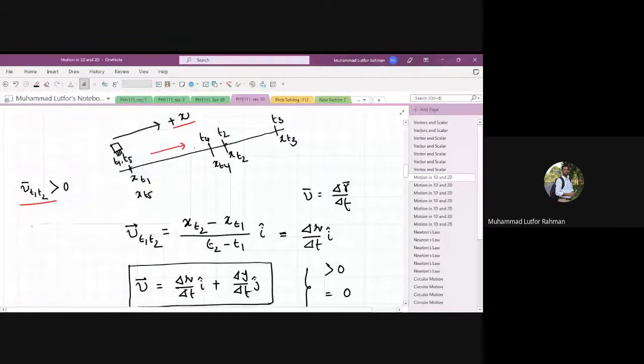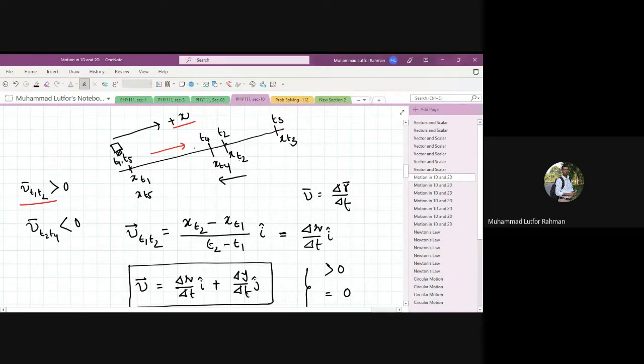Then the average velocity between time t2 and t4 would be less than 0. In that case, I'm basically moving from x(t2) to x(t4). If you take the difference, x(t4) minus x(t2), that would be a negative quantity because x(t2) is at a larger distance than x(t4). This gives you a negative quantity, and you come back towards the opposite direction. So that's why it would be negative.